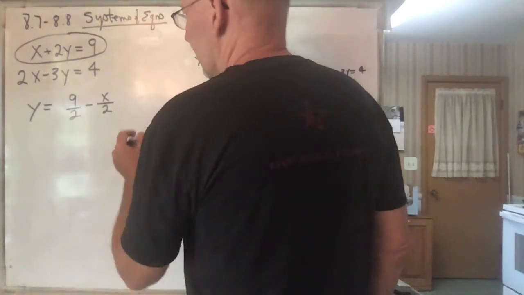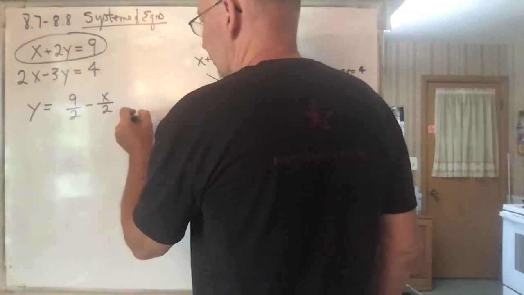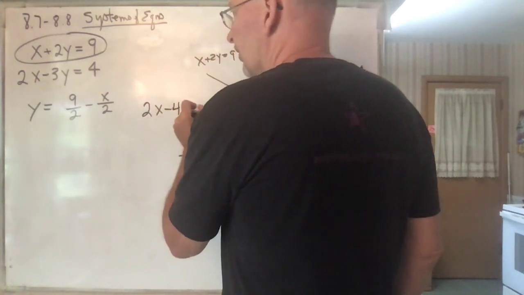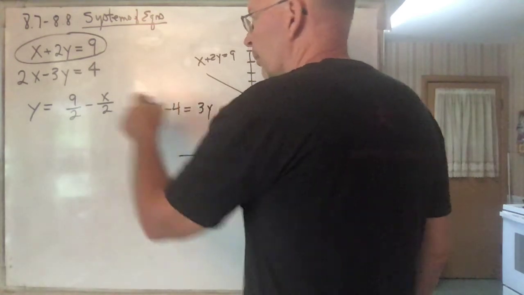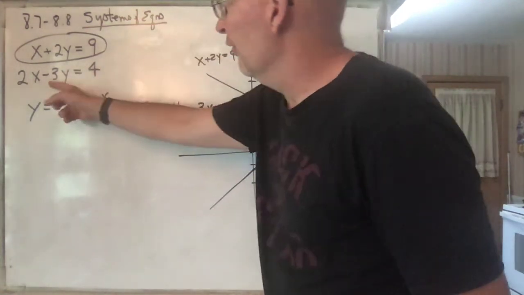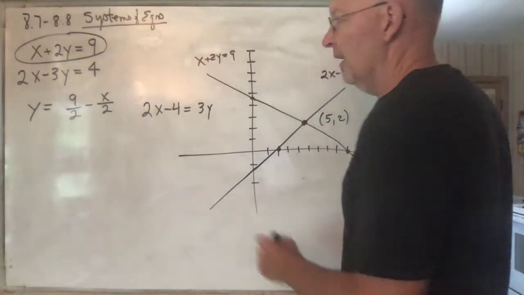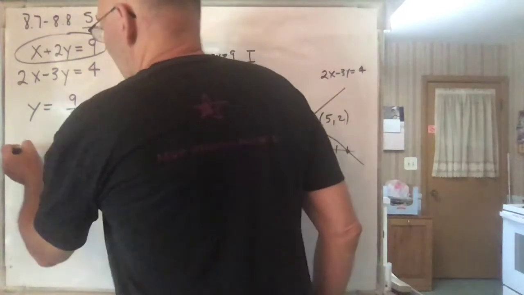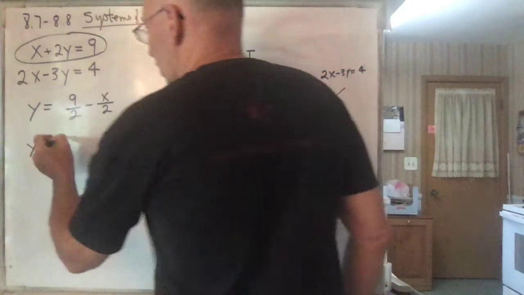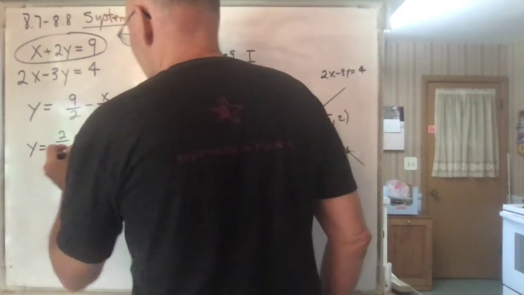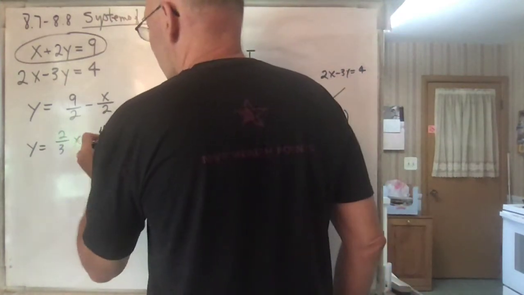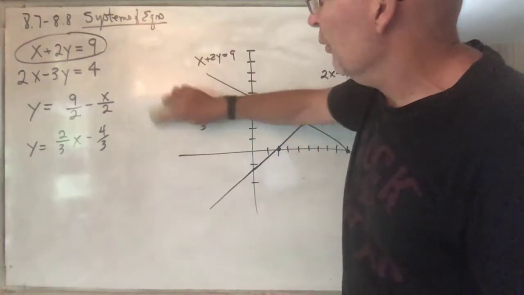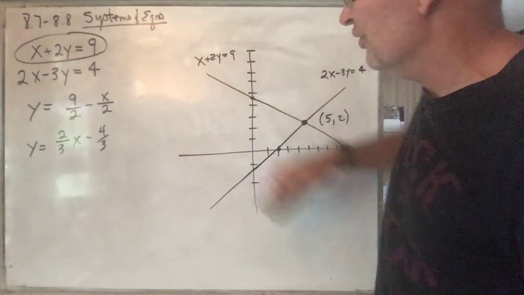How about this one? I'm going to need a little help on this one. I'm going to do this in a couple steps. I'm going to go 2x minus 4 is equal to 3y. I brought the 3y over to this side and the 4 over to that side. And now I'm going to divide everything through by 3. And I'm going to get y is equal to 2/3 x minus 4/3. Okay? So now that they're both set equal to y, now I can just set them equal to each other.